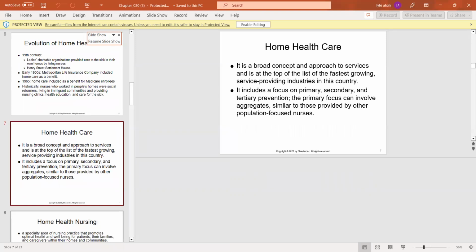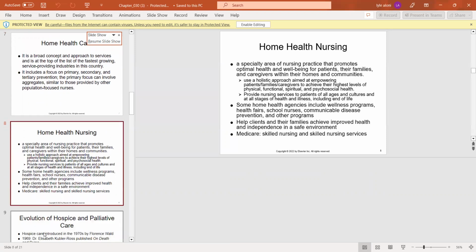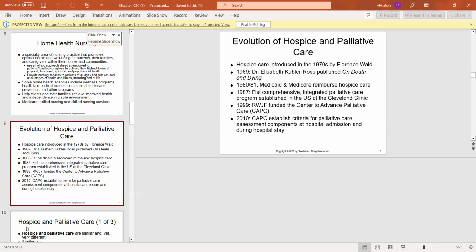We focus on primary, secondary, and tertiary interventions here. And as we do in all, home health nursing is a special area of nursing that promotes optimal health and well-being for their patients, the families, and caregivers in the home. Some home health agencies include wellness programs, health fairs, school nurses, communicable disease prevention, and other programs. We say Medicare has skilled nursing and skilled nursing services in the home.